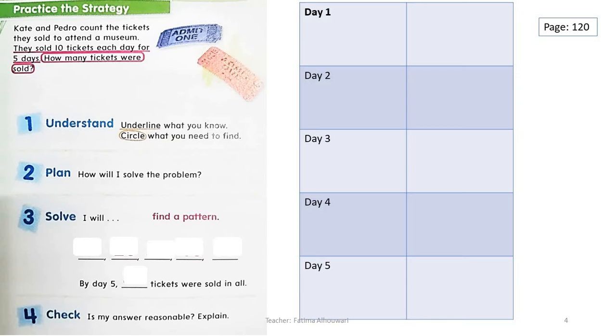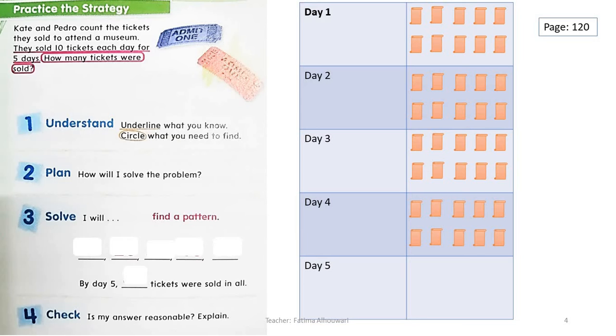Now, how can we solve this problem? Let's use what we learned about patterns and skip count. We have the same number in each group, which are days here. In day number 1, we have 10 tickets. In day number 2, we have 10 also. The same for 3, 4, and 5. So we can count them up like this: 10, 20, 30, 40, and 50.